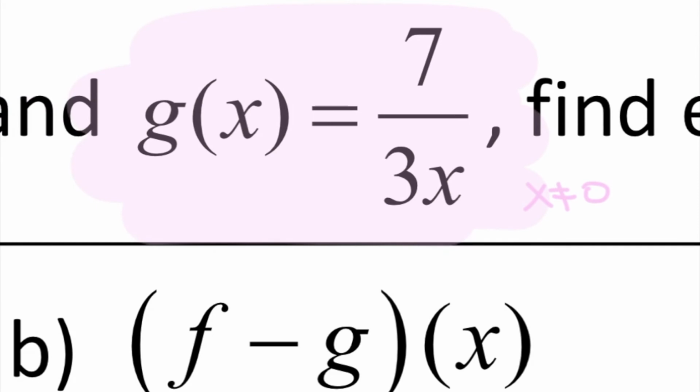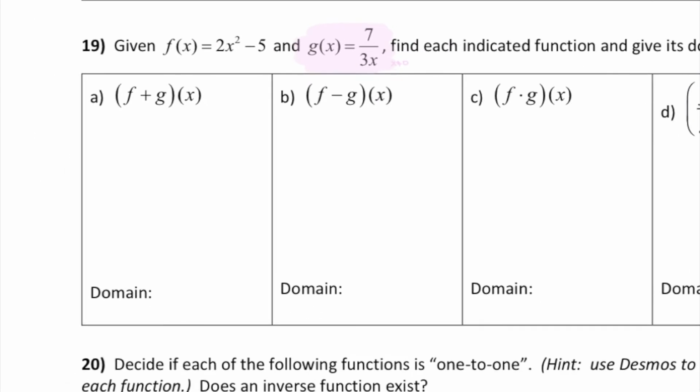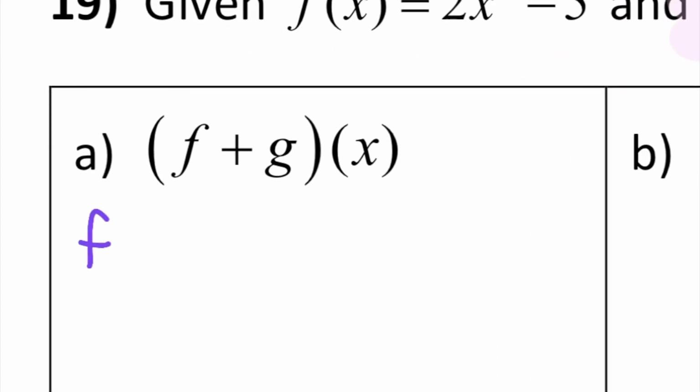And since x cannot be 0 in one of the two functions, then x cannot be in the domain of f plus g, f minus g, f times g, or f divided by g. 0 can't go into any of those resulting functions because 0 is not in play from the very beginning of the problem. So 0 is not a number that can be in any of our domains. So just keep in mind that your domain for all 4 of these, regardless of other restrictions, cannot have a 0 in it. So here we go. F plus g is f of x plus g of x.